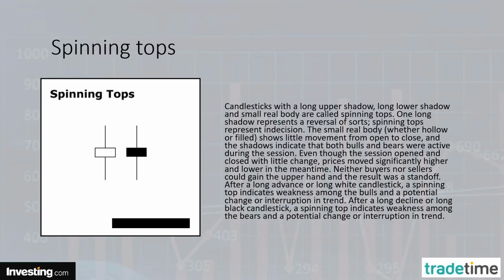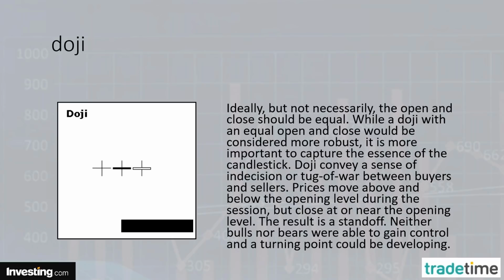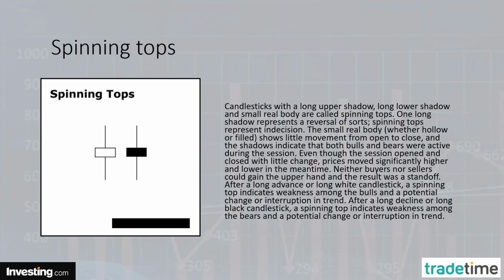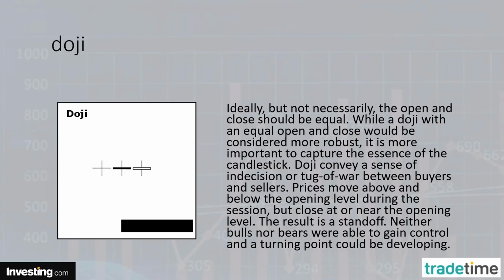Now, remember I told you in the beginning, it's all about where these candles are in conjunction to a trend and in relationship to the candles next to it. So after a long decline or a long black candle, a spinning top indicates weakness among the bears and a potential change or interruption to the trend. Now, the next named pattern looks similar to a spinning top, but can you see the difference? Okay. That's called a doji.